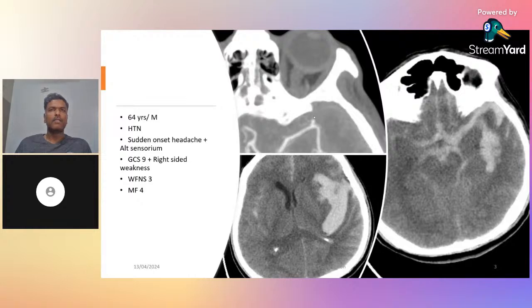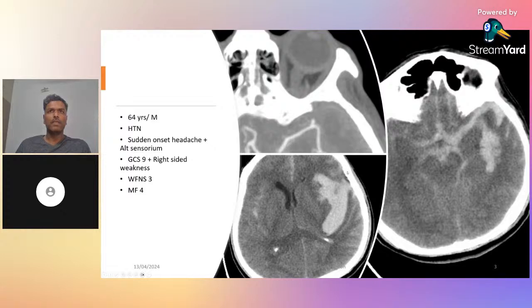So, to keep it interesting, I'll just start with a common scenario which all of us in our neurocritical care practice would come across. We have a 64-year-old gentleman who is a known hypertensive, who has presented with sudden onset headache and altered sensorium. His GCS is 9, and he has a right-sided weakness at presentation. So these are his scans.